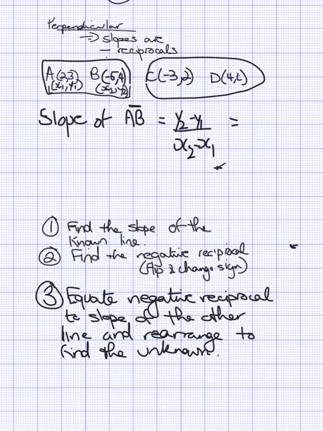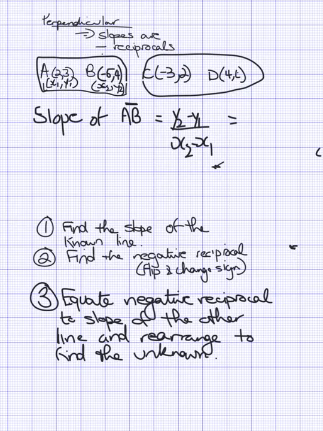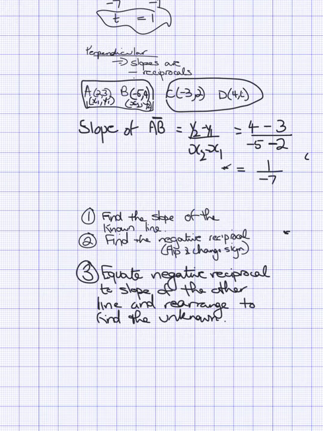And so the slope of AB is going to equal y2, which is 4, minus y1, which is 3, over x2, which is -5, minus x1, which is 2. So that's going to actually equal -1 over -7, and so that's my slope of AB. So that's 0.1. That's step 1. Done.